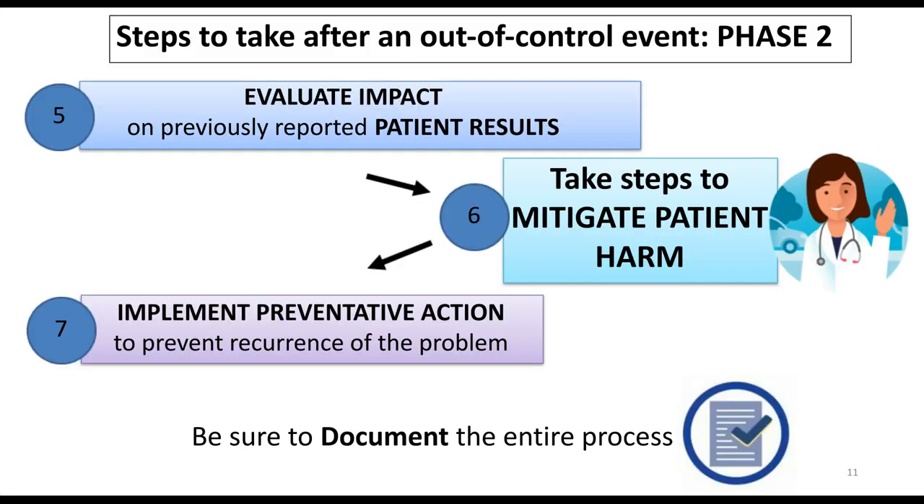It's not uncommon that we feel like the response to a QC failure sort of ends with corrective action. Great, we've fixed the problem, and now we can resume patient sample testing. However, there are still a number of steps remaining to adequately recover from an out-of-control event. The next step is to evaluate the impact on previously reported patient results.